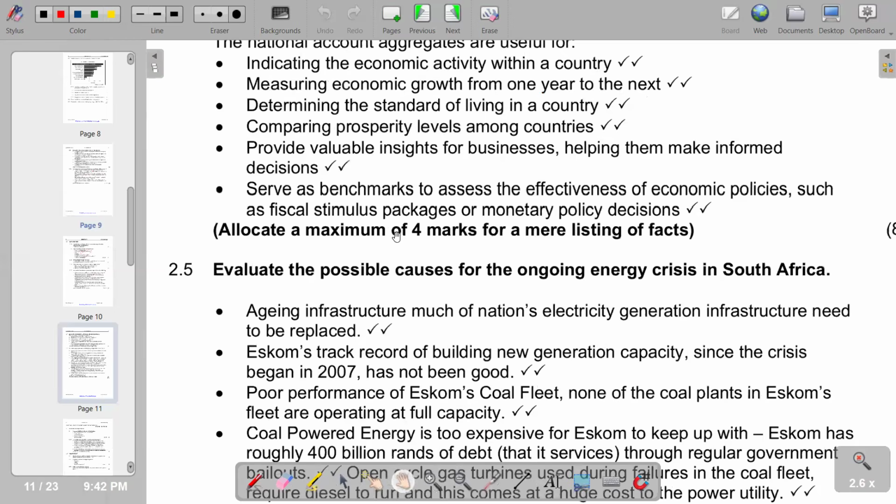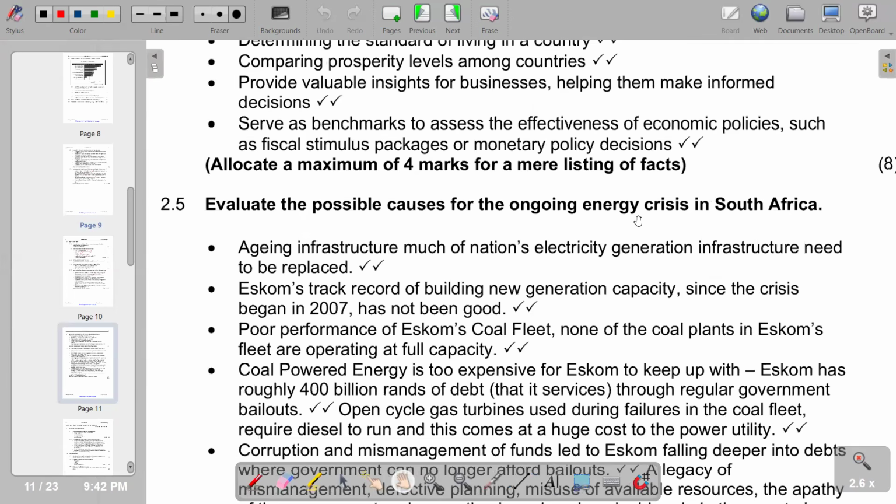So 2.5, evaluate the possible causes for the ongoing energy crisis in South Africa. What may be the causes? Aging infrastructure, as much of the nation's electricity generation infrastructure needs to be replaced. This can be a cause of that ongoing crisis. Also, ESKOM's track record of building new generation capacity since the crisis began in 2007 has not been good. Poor performance of ESKOM's core fleet. None of the core plants in ESKOM's fleet are operating at full capacity. So further points we also have in terms of that.